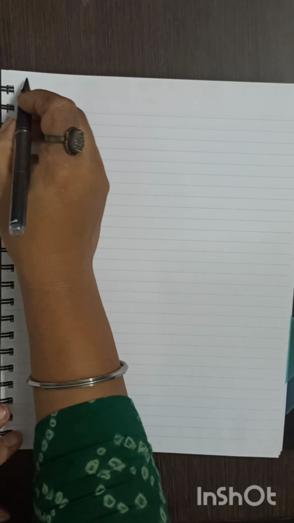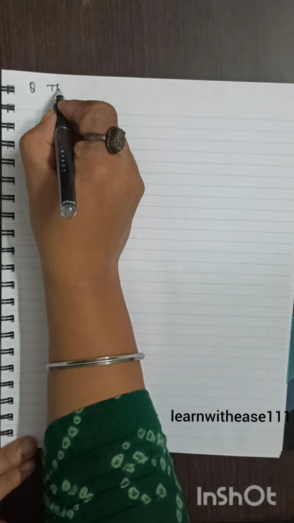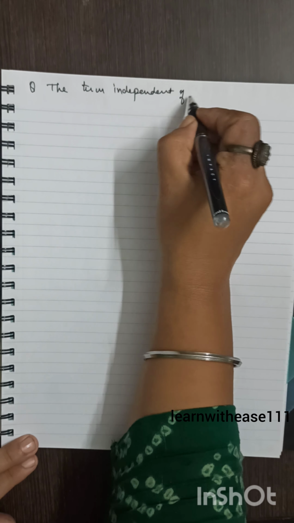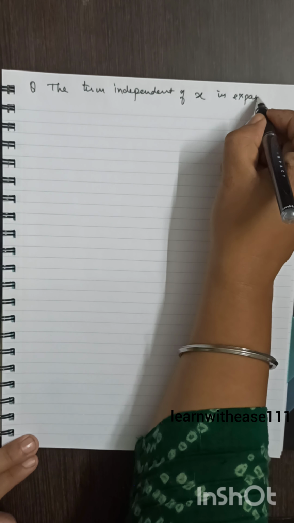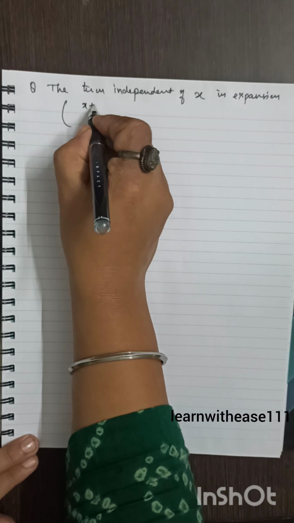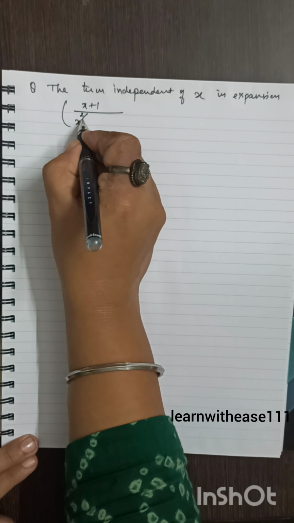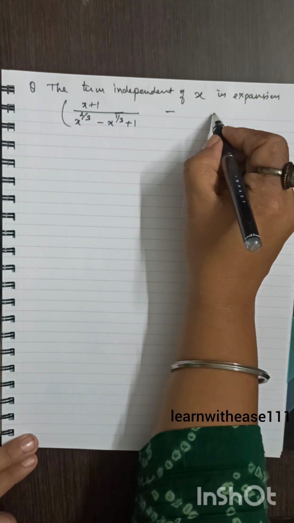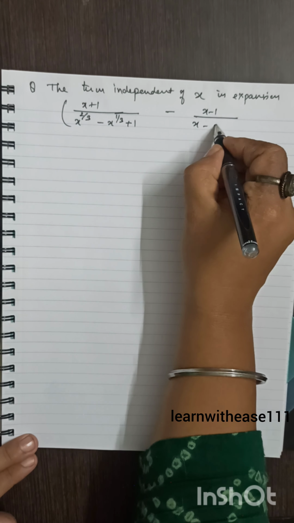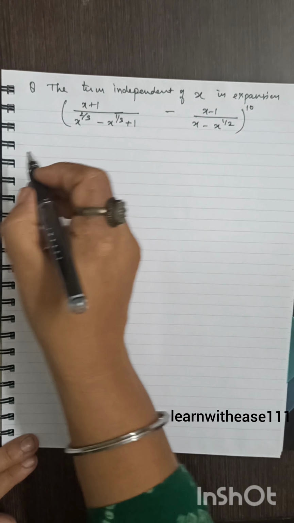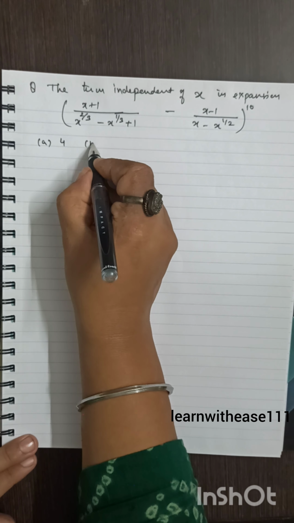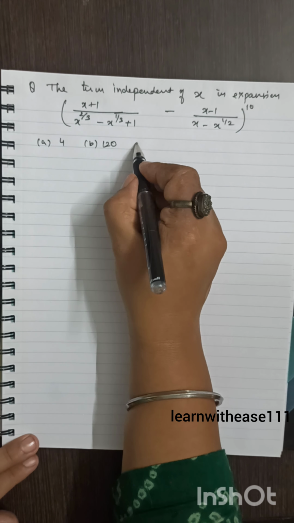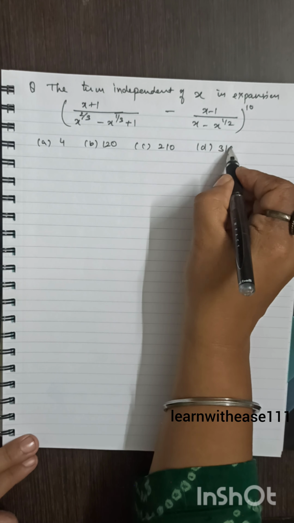Now we'll discuss a question previously asked in IIT-JEE. The term independent of x in the expansion of (x + 1 upon x^(2/3) - x^(1/3) + 1 - x - 1 upon x - x^(1/2)) whole to the power 10, and the options are the coefficients given, the coefficient of the term which is independent of x, right? So we need to solve this.